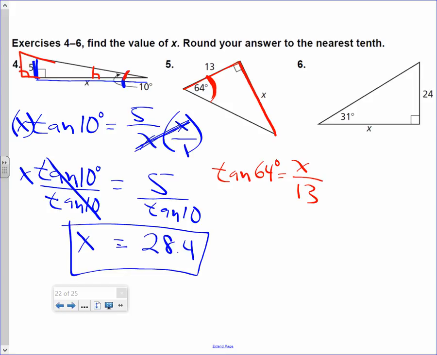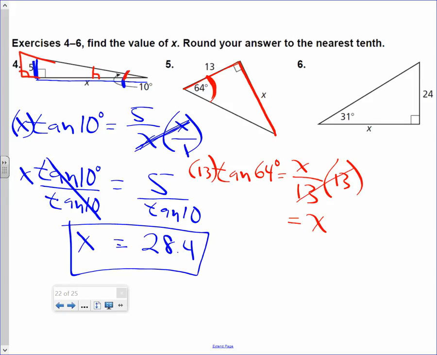Let's get x by itself. Gotta get rid of the 13. What's the opposite of division? So I'll multiply both sides by 13. 13 here, 13 here. That gets rid of the 13, so on the right side I have x by itself, which is beautiful.